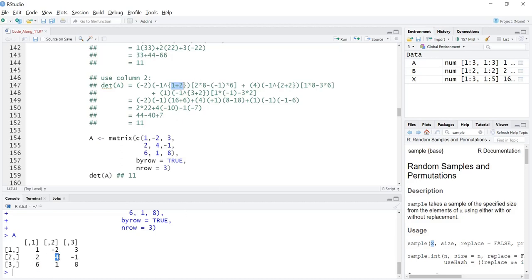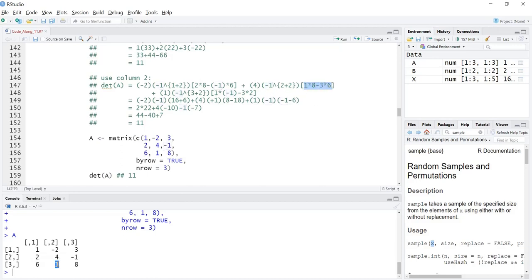The second one is 4. That's in the 2, 2 position. So I have 2 plus 2 here. That's going to be 4, right? So negative 1 to the 4th is going to be a positive. And then I've gotten rid of this row and this column. And so I've got 1 and 3, 6 and 8. And so I'm going to have 1 times 8 minus 3 times 6.